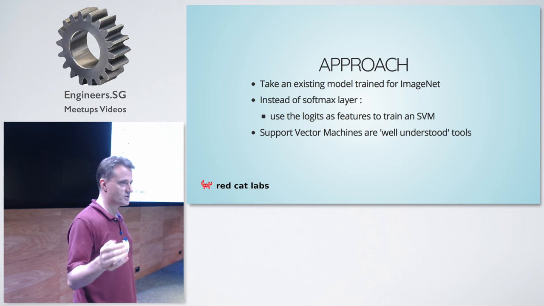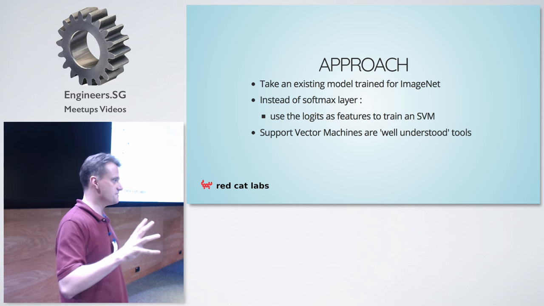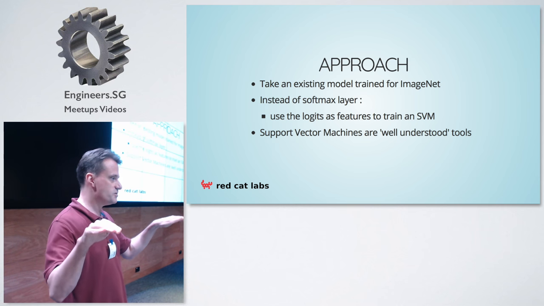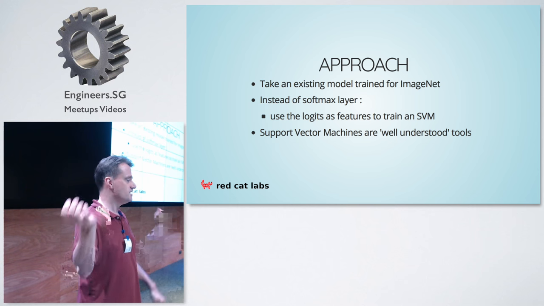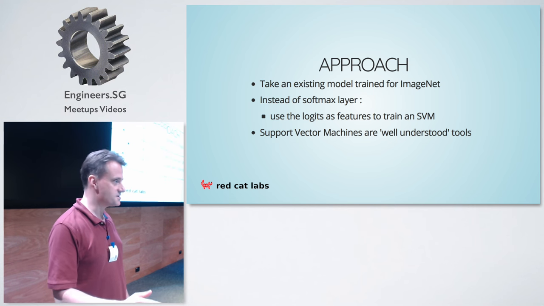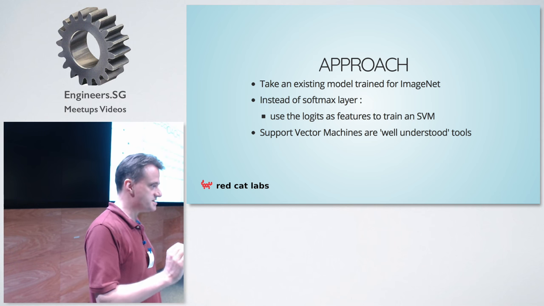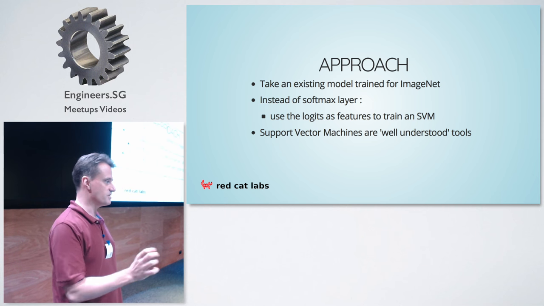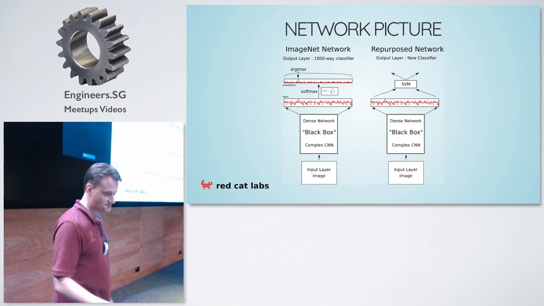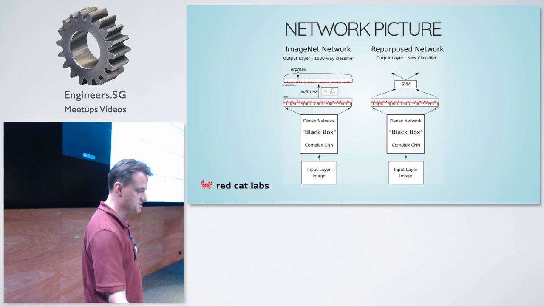So I'm actually not going to retrain the Inception network at all. I'm going to just use it as a component, strip off the top classification piece, and replace it with an SVM. Now, SVMs are pretty well understood. So here I'm just using Inception as a featurizer for images. So here's a network picture. Basically, this is what the ImageNet network is designed for.